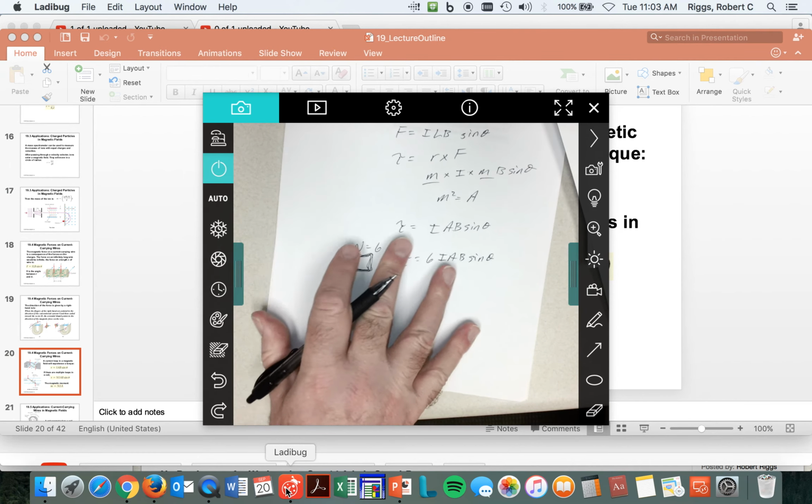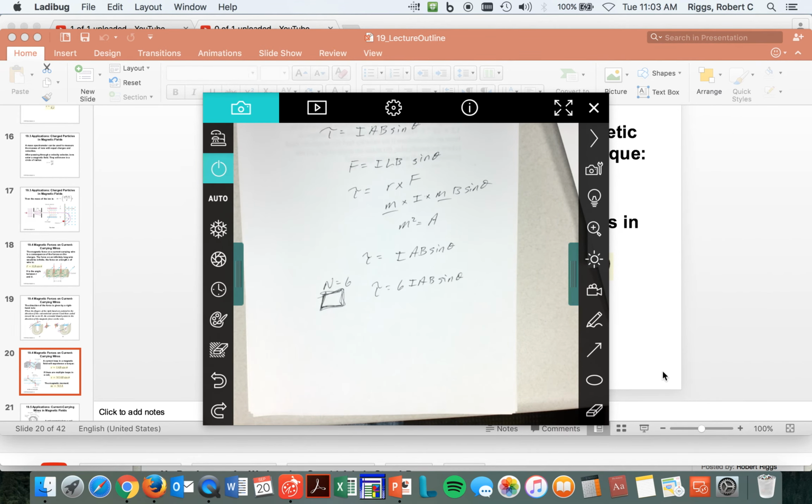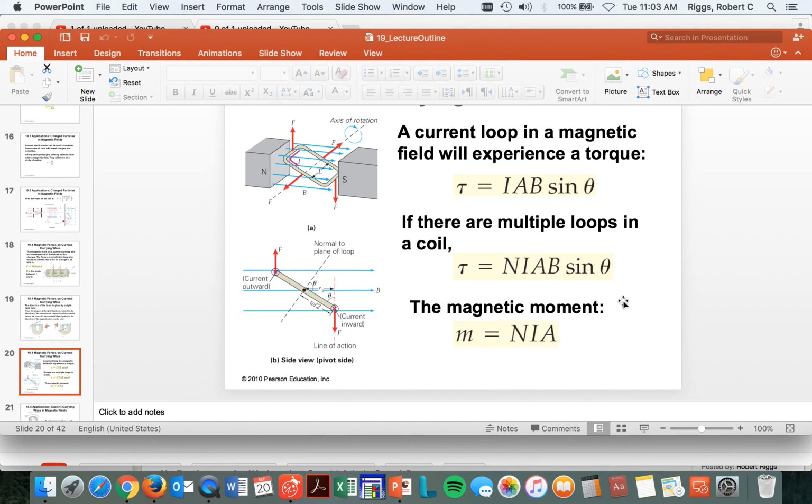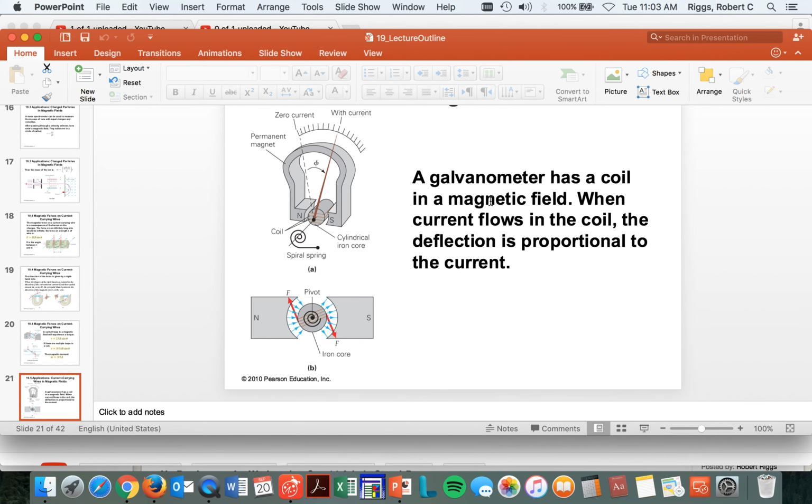So there's the idea behind electric torque and how we get motors to work. I'll bring in a demonstration on how that works. The magnetic moment is NIA, the number of turns times the current times the area. Put that in a magnetic field, boom. So what does it look like? A galvanometer has a coil in a magnetic field. When current flows in the coil, the deflection is proportional to the current, so a galvanometer tells us what the current is in a wire.